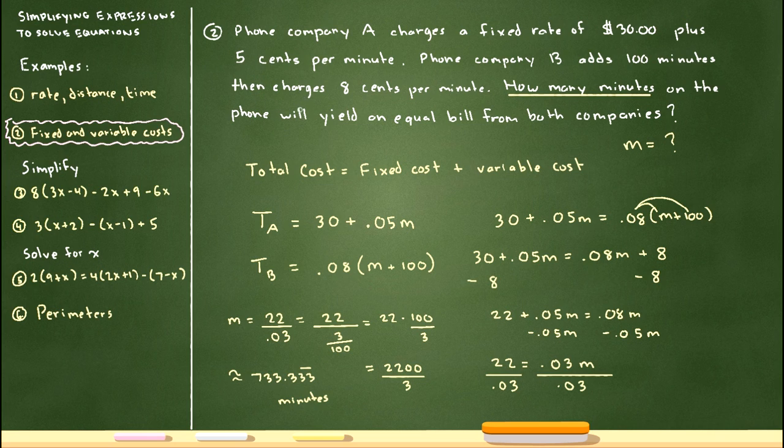So we had to first get a grasp on what was going on, and then we had to set these costs equal to each other, and then from there we were able to solve for the minutes. Okay, and so what this means is if you're on the phone for this amount of time, it doesn't matter which phone company you have, the cost is going to be the same.